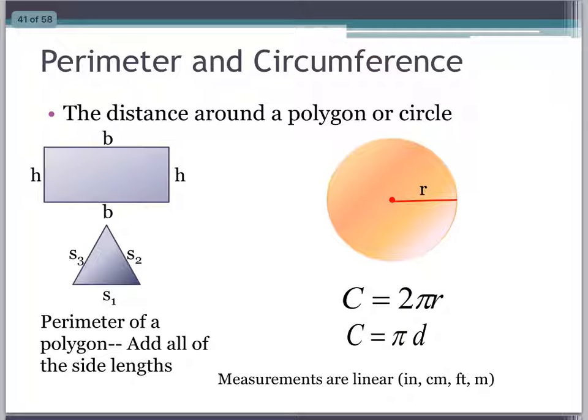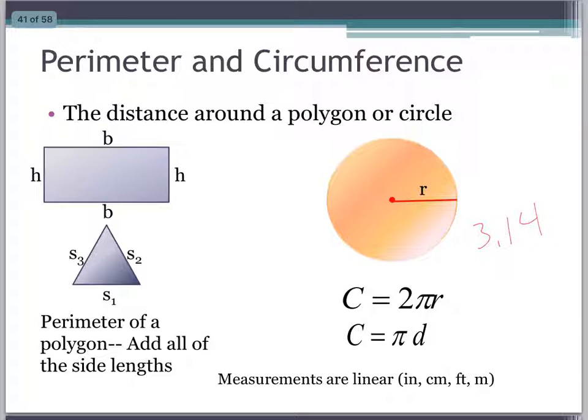You'll remember this from last year. Radius is halfway across the circle. Diameter is if I go all the way across. So if I give you the radius, you double it, so times 2, and then multiply by pi. Most of the time for pi, you'll use 3.14, unless I tell you something else.